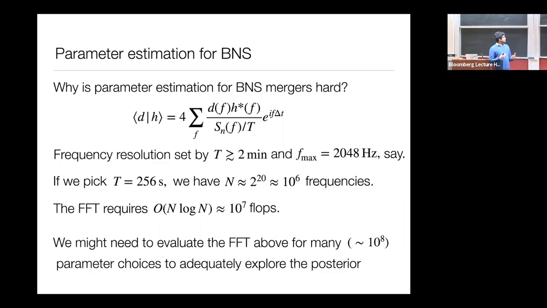The combination tells you that every time you compute these overlaps, even if you compute it for all times with an FFT, you still have to use a large number of floating point operations. And you want to do it many times because you're sampling a posterior. So if you just do it brute force, in a simplistic generic code, it can take months. So we would like to do it faster.